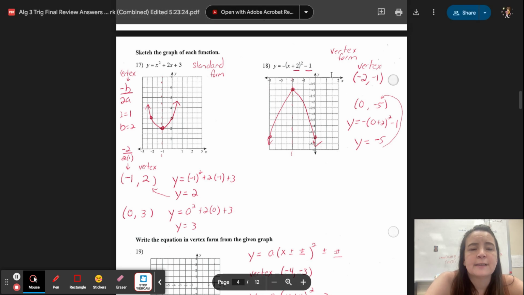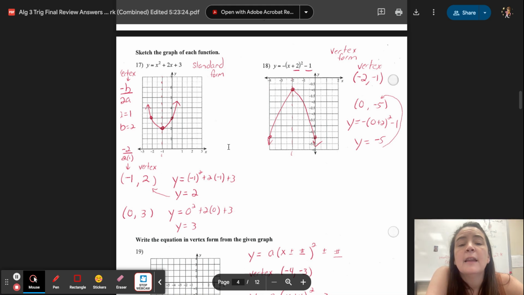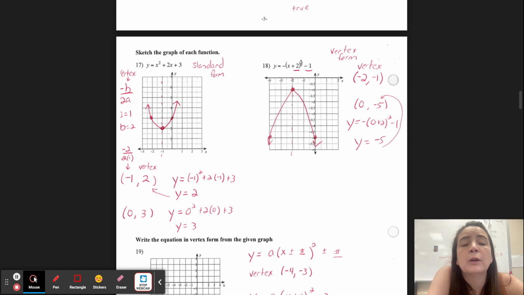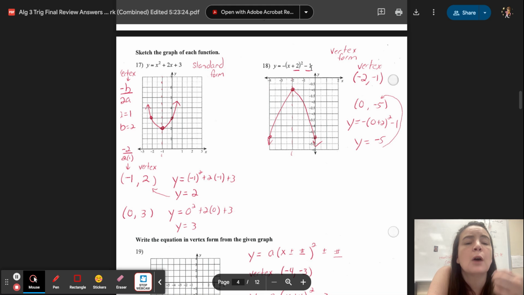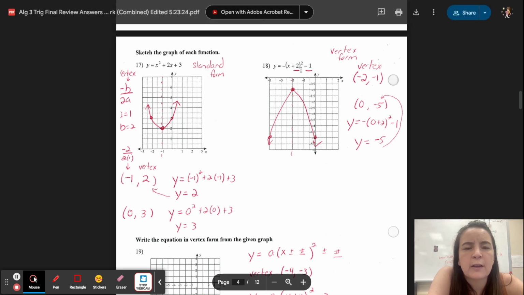For number 18, this is in vertex form. It's easier. In vertex form, these two numbers here show us kind of where the vertex is. I have these numbers, but you can see that one of them I changed.